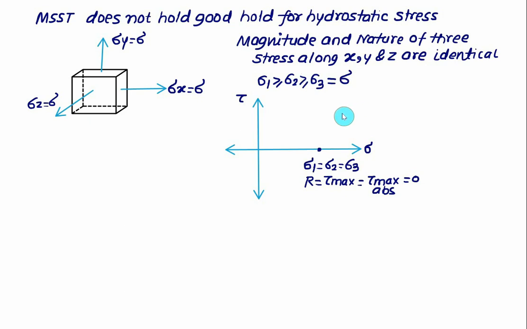We cannot apply the maximum shear stress theory in the case of hydrostatic stress, but we can very well apply the principal stress theory. According to principal stress theory, we can select any value here, and SUT divided by sigma 1 will give the value of the factor of safety. If you want to find the factor of safety for hydrostatic stress, then you can solve it by using the maximum principal stress theory.